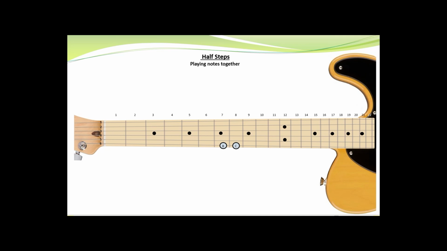Okay, let's look at a 1/2 step. Again, if we want to play the C and B at the same time, we have to move the C to a different string. Now, a 1/2 step looks like this. It's 1 string up and 4 frets back. Okay, that's a 1/2 step.